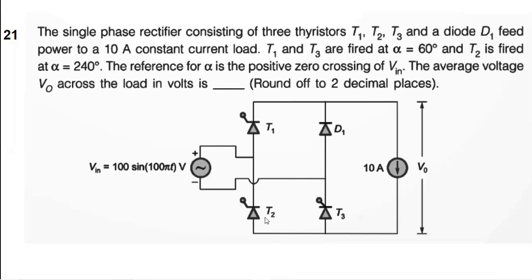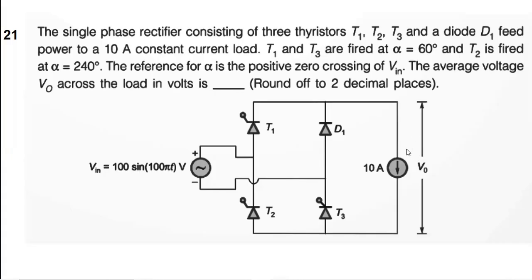Again, when T2 is triggered at 240 degrees, at that time T3 will be turned off, and so we will have the current flowing through D1, through the constant current load, and through T2 and back to the source. And during that time, V0 will be equal to minus Vm sin omega t, because during that time the negative side of the input voltage will be brought to the positive side.